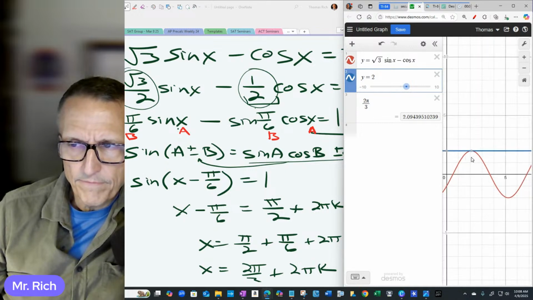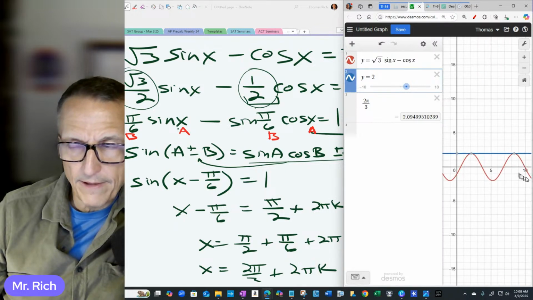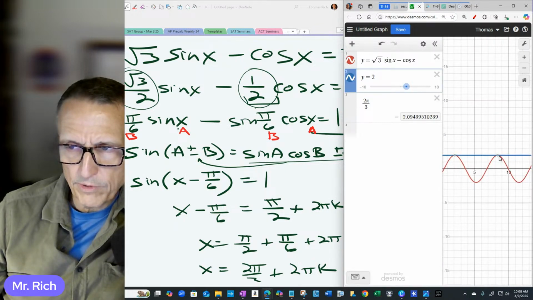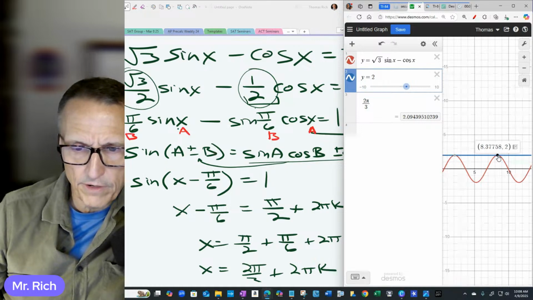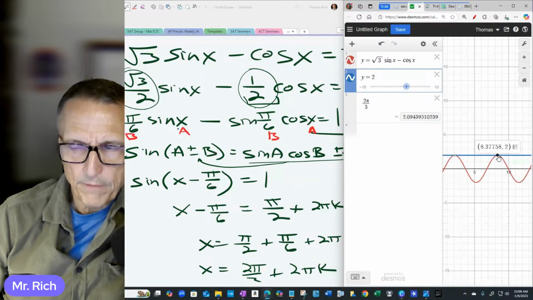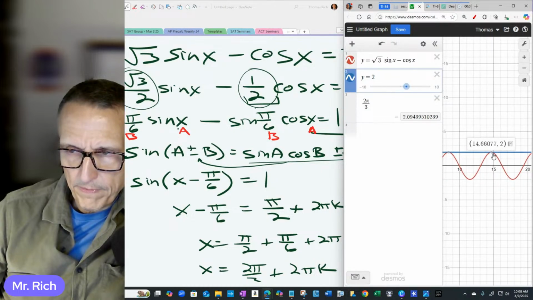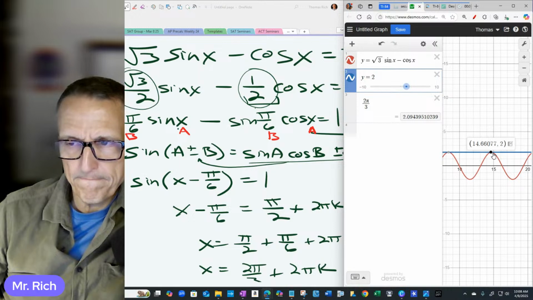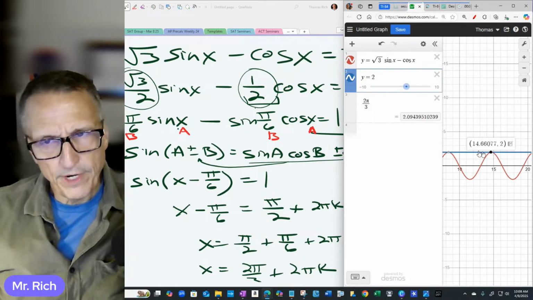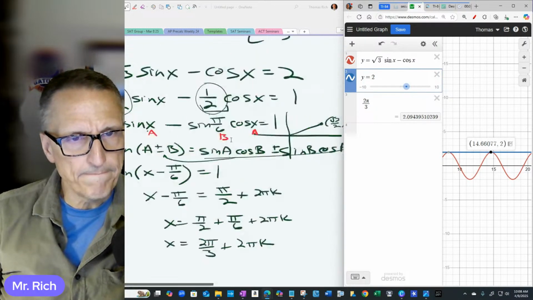And you can see every period after that, the next solution is going to occur here. And that's going to be 2 pi over 3 plus 2 pi. And then over here, it would be 2 pi over 3 plus 4 pi. So every 2 pi radians, we're going to get another solution to that.